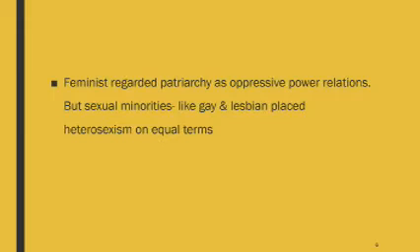But the queer theory or those other aspects, LGBT, they think about the sexual minorities. They think for the gay and lesbian and placed heterosexism on equal terms. So they are not averse to heterosexism, nor are they averse to gay and lesbian, but they have nothing against patriarchy as such. So the feminist fight was against patriarchy, while the queer theory was for all sexual minorities. It is based on that.